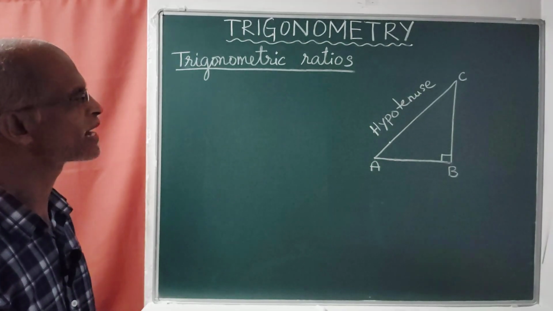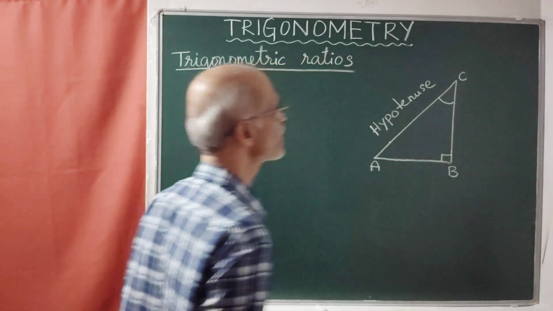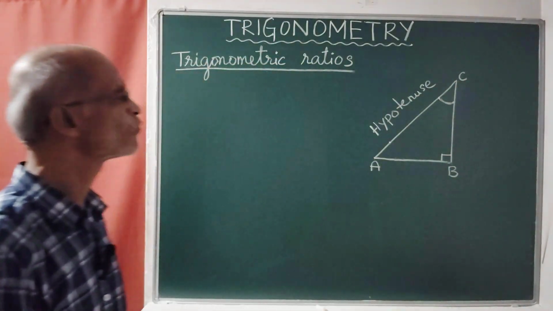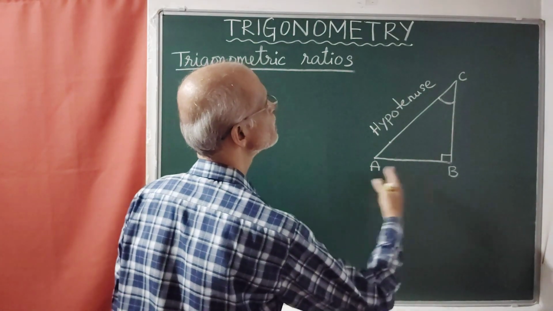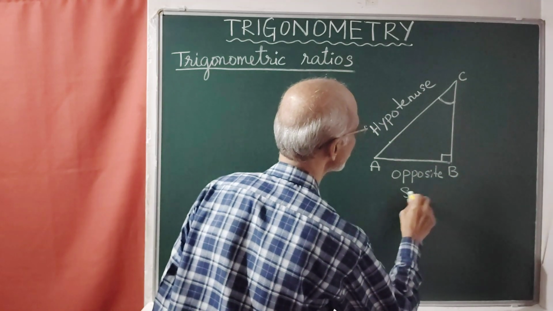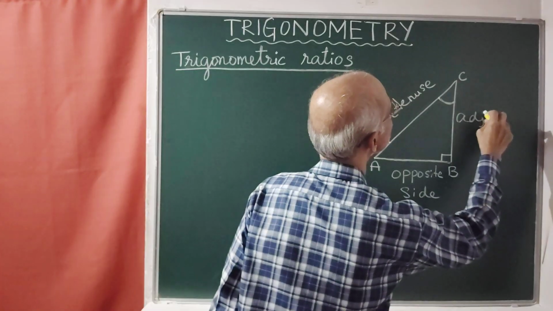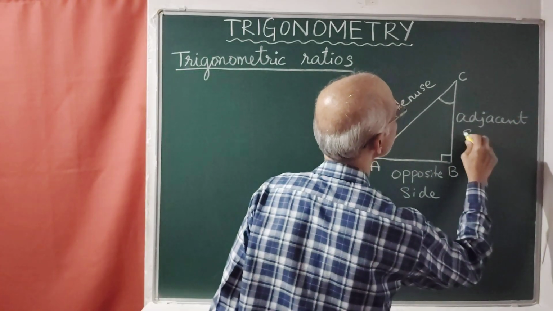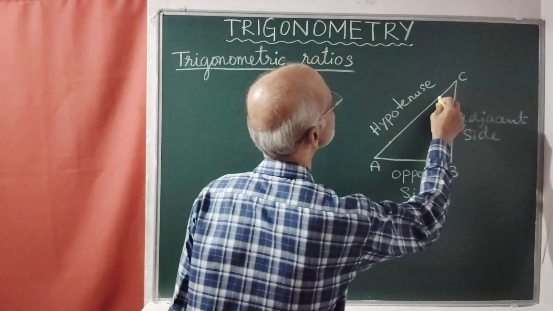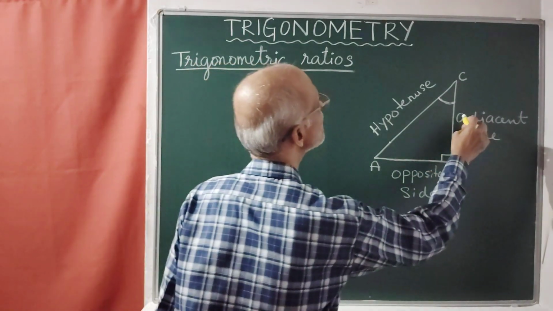Now, in triangle ABC, now I will consider angle C. Previously, we had taken angle A. Now I am considering angle C. So for angle C, AB is the opposite side and BC is the adjacent side. I am considering only C now.